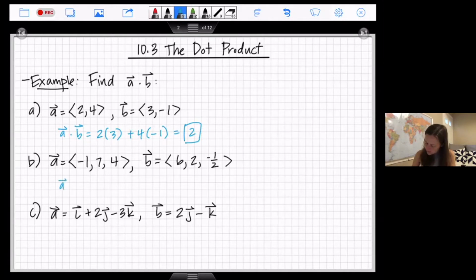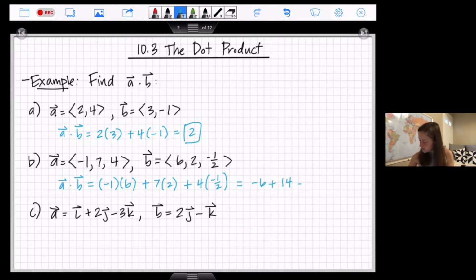All right, so let's try some in R3. A dot B. Let's see, x components, multiply, -1 times 6, and add y components, 7 times 2, and add z components, 4 times -1/2, and then just arithmetic. So let's see, this is -6 and 14. 4 times -1/2 is going to give me -2. And let's see, that's going to leave me with 6.